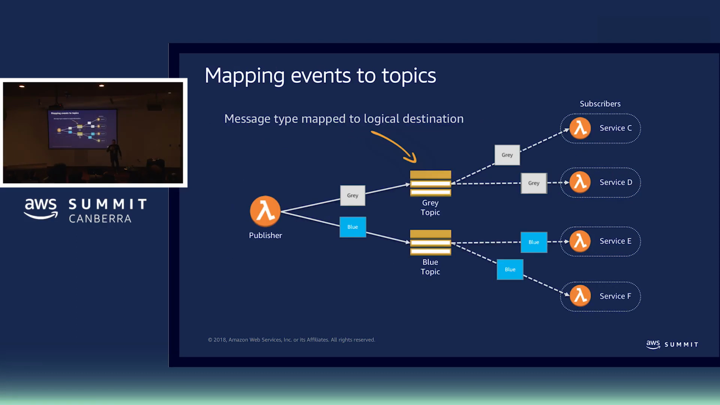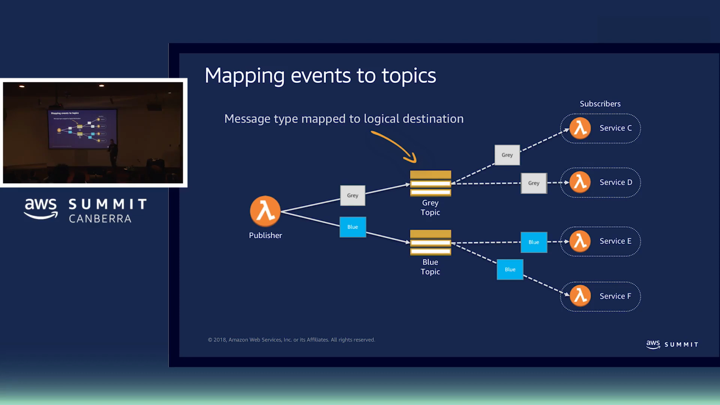Now, one of the ways many companies have been using SNS is by having a logical mapping between the event they're emitting and the topic they've created. In this example, I've got a publisher publishing grey and blue messages, and those messages go to the respective queues. This is absolutely fine, but one thing from a coupling perspective that we need to be aware of in this type of architecture is the publisher, and the publisher needs to know where to send each type of message.